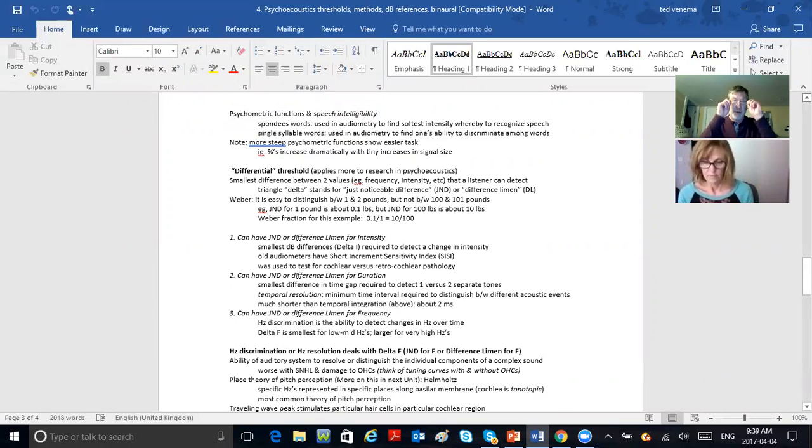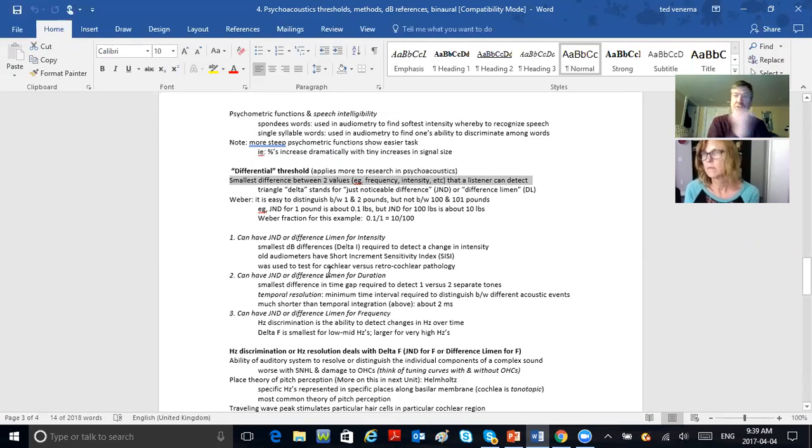Have a read with me. Differential threshold applies more to research in psychoacoustics, not really applied in the HIS field, but look at what it says here. It's instead of absolute threshold, which is did you hear it or did you not, which is what the HIS uses in clinical practice, differential threshold investigates what's the smallest difference between two values already heard. You already are hearing them. What's the smallest difference you can make before you can notice a difference?